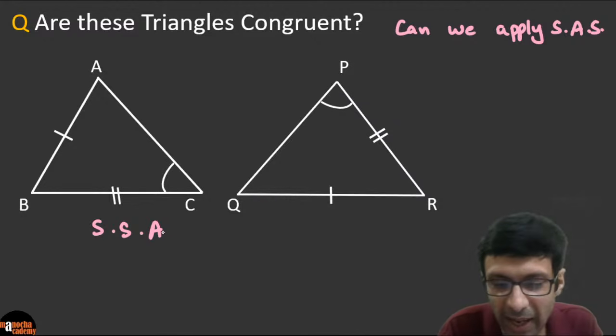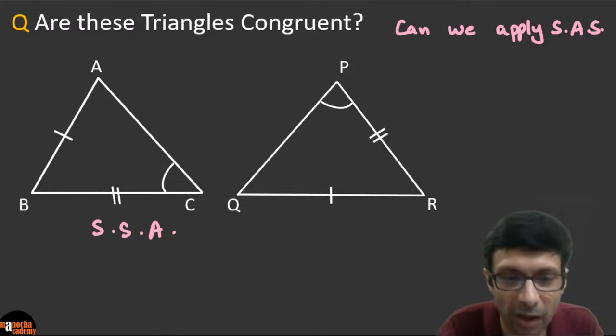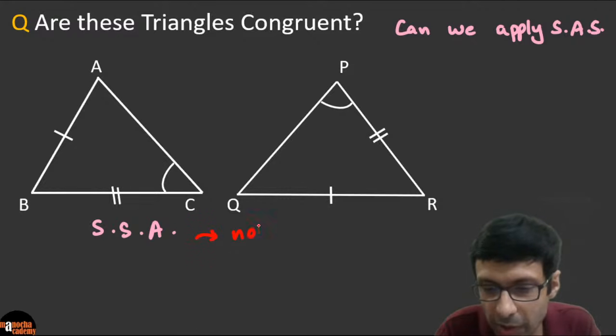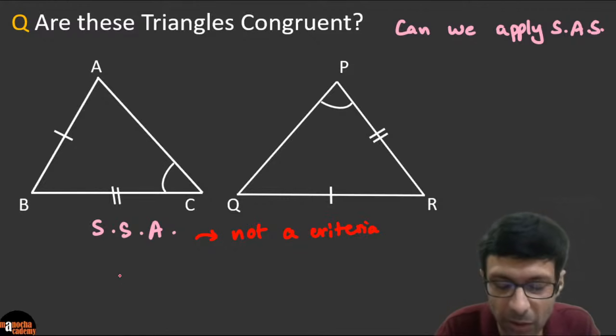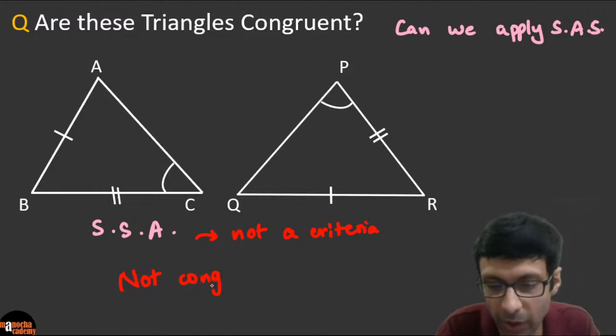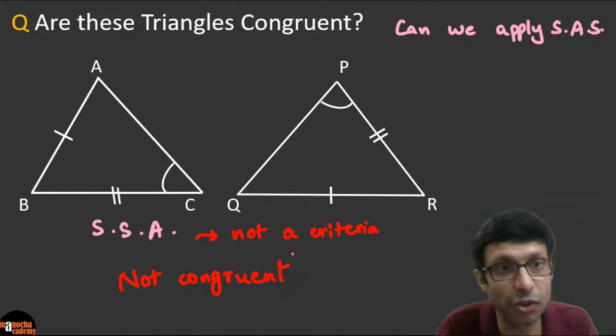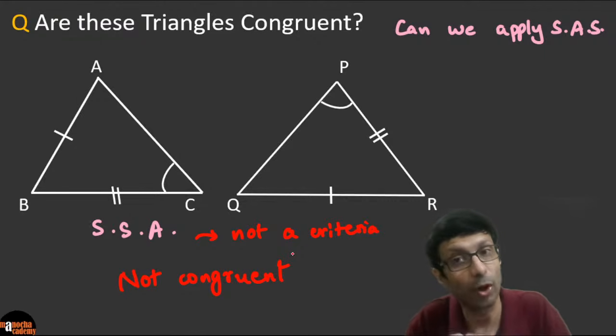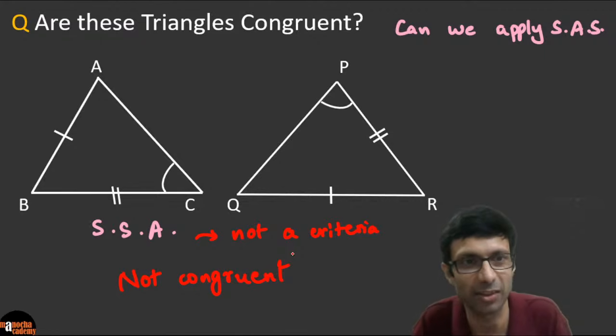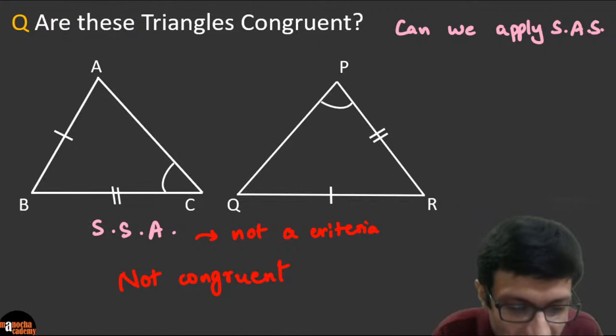So side, side, angle is not a condition. This is not a condition of congruency or not a criteria. Therefore, we cannot apply the condition, they are not congruent. Okay, so very important, very tricky question, right? So excellent, guys. This is not congruent. You cannot apply SAS because the angle is not between the sides. Clear? Superb, fantastic. Let's try the next one.